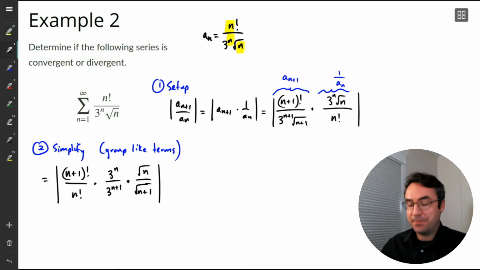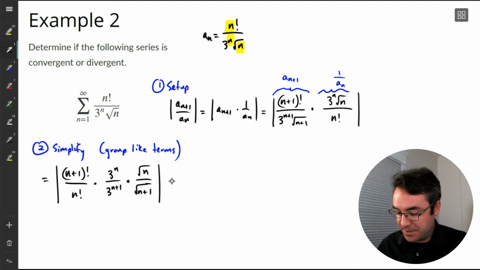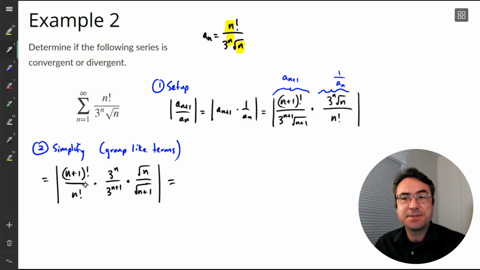And, well, we're going to be able to do some canceling here with the powers of 3. So let's do that. And while we're at it, if we look at this, n is positive. So n factorial and n plus 1 factorial are going to be positive. Powers of 3 are going to be positive, and these square root terms are positive. So everything in here is positive. So we can drop the absolute value sign.